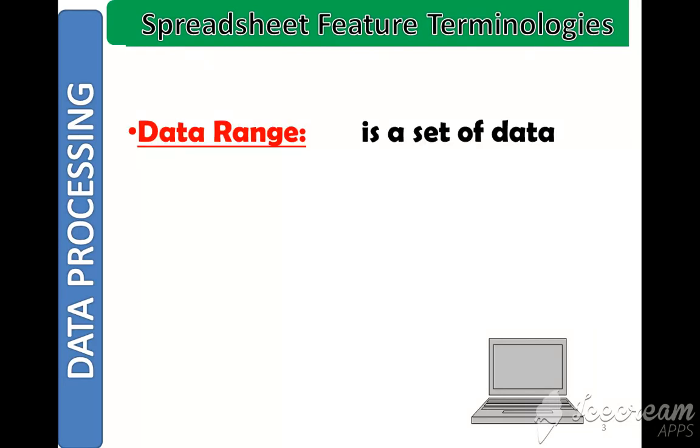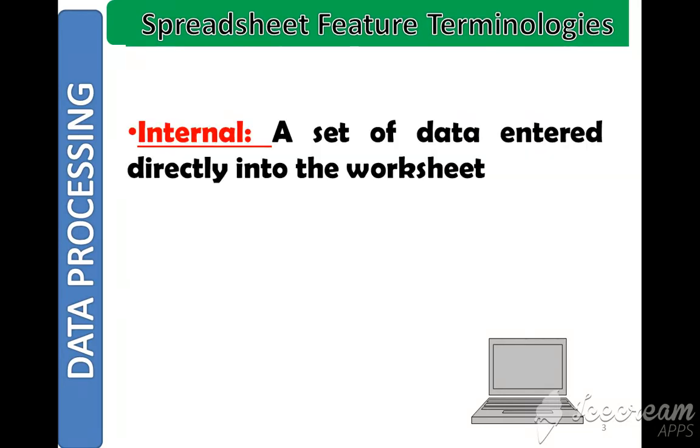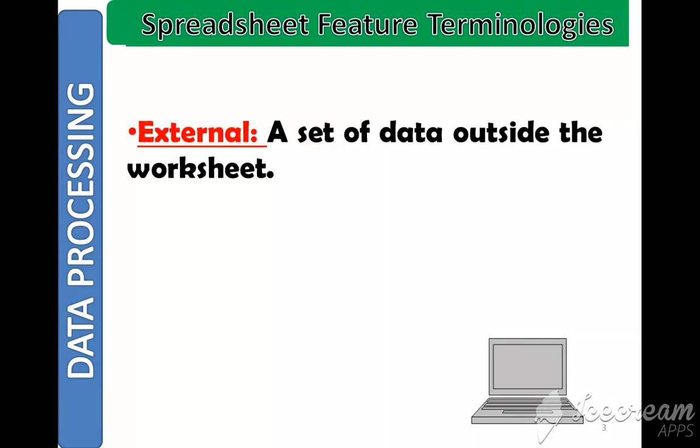Data range is a set of data which can be internal or external. A set of data entered directly into the worksheet are internal, while external are a set of data outside the worksheet.